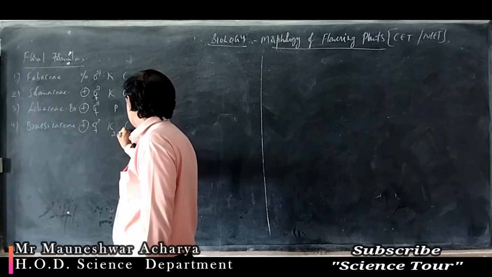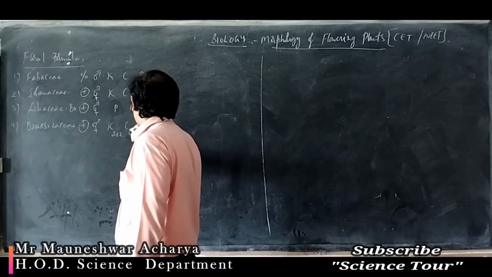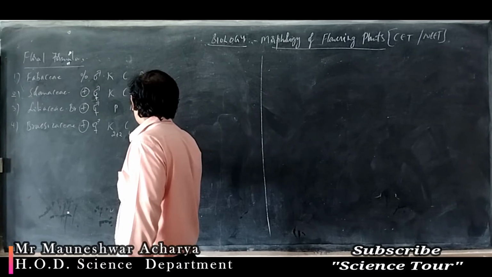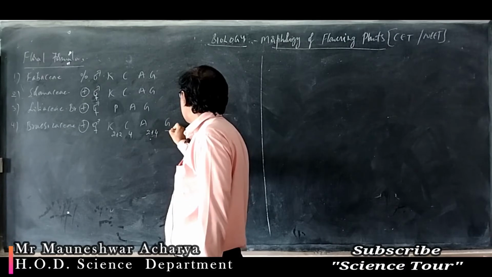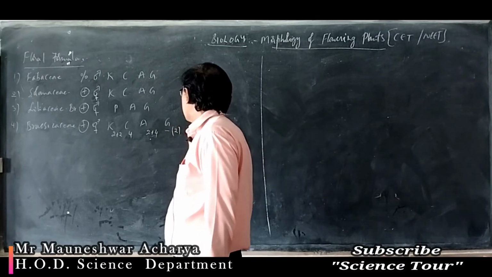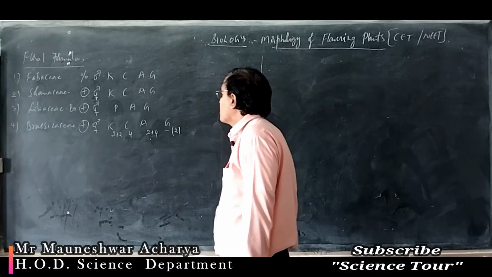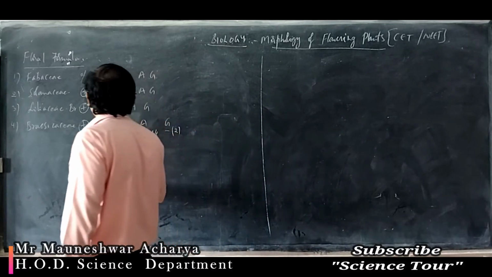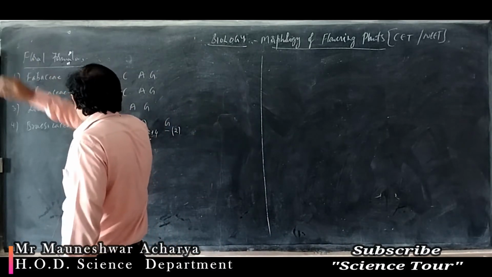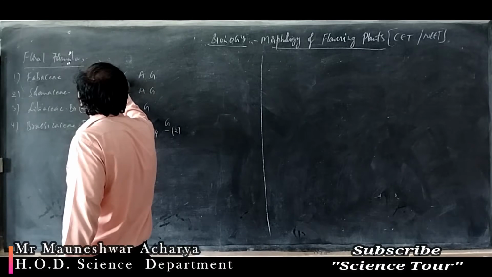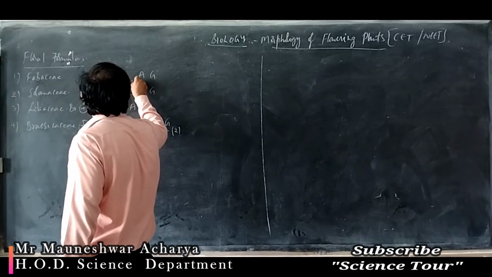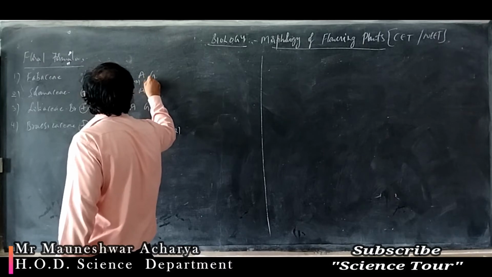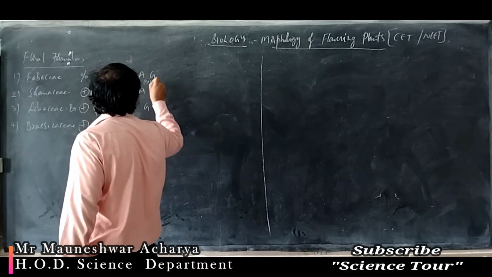For Brassicaceae, the calyx is 2 plus 2 equals 4, and the androecium is 2 plus 4. It is the tetradynamous condition. Gynoecium is superior ovary, 2 fused. Then comes Fabaceae: calyx 5 fused, corolla 1 plus 2 plus 2, androecium 9 fused plus 1, gynoecium 1, ovary superior.